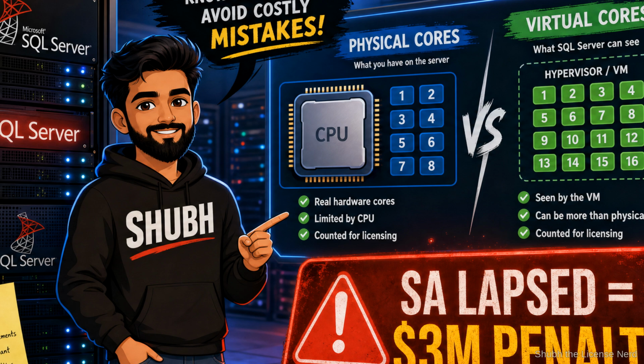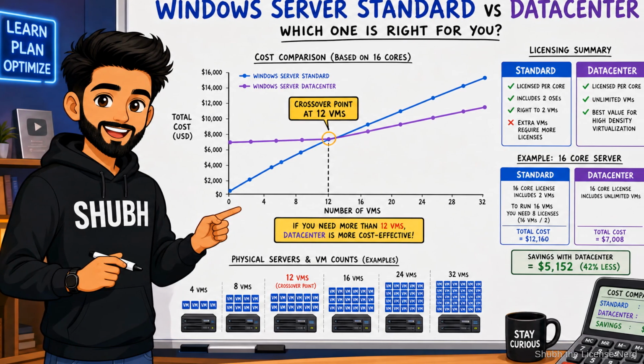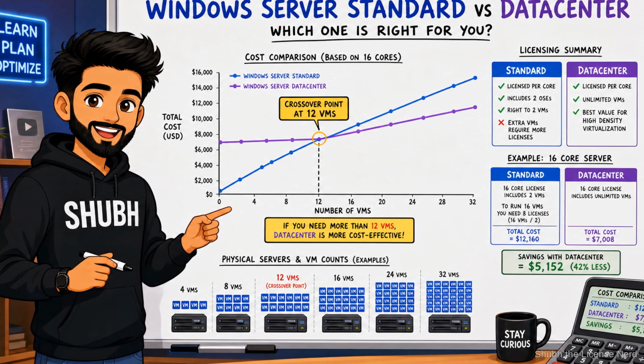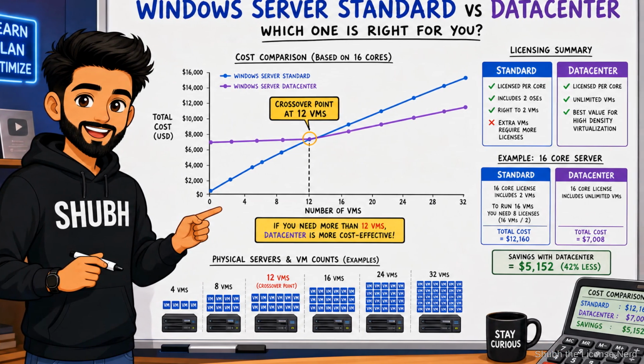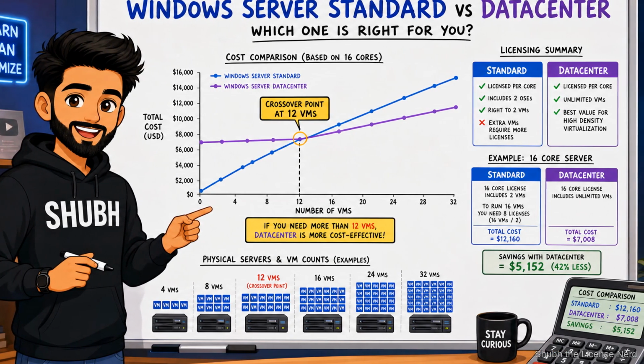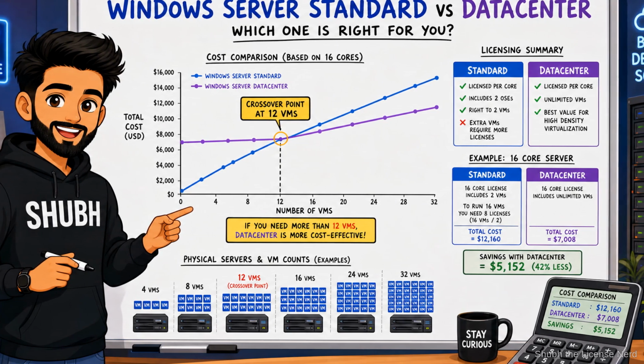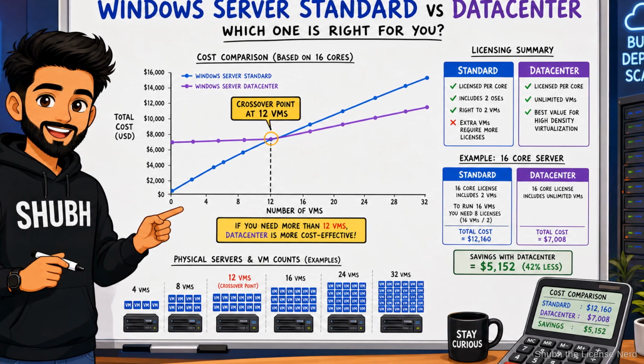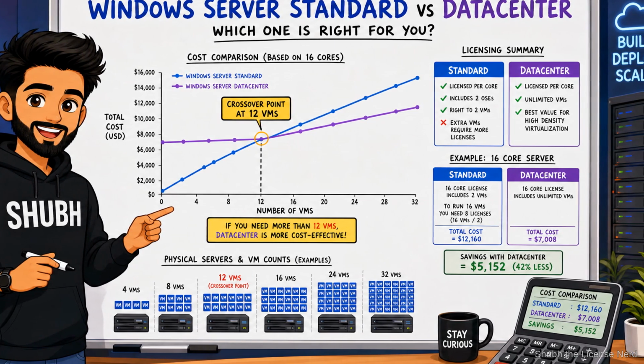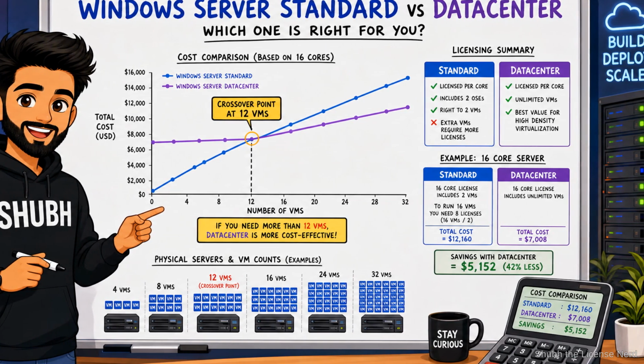Windows Server. Standard versus Datacenter. Standard allows 2 VMs per license set. Datacenter includes unlimited virtualization. The crossover: more than 12 VMs on a host, Datacenter wins. Most companies don't calculate this. They overpay for Datacenter on light hosts or under-license standard on heavy hosts. Your ELP must map every host, count cores and VMs, and determine the optimal edition.